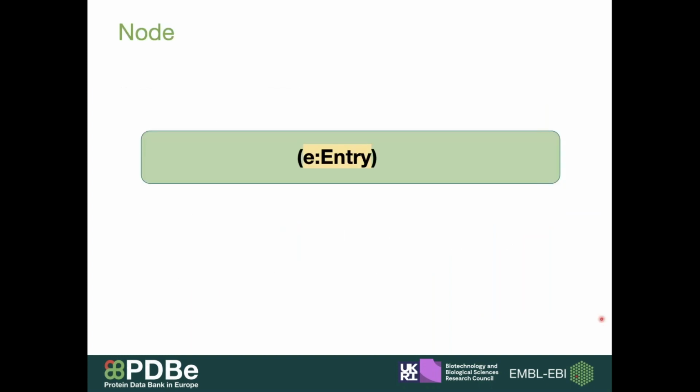So this is how a node is represented in Cypher. It is enclosed in parentheses. So here the word Entry refers to the node label, which means we are looking for or referring to a node of type Entry, and E is a variable which can be used later to access the node.